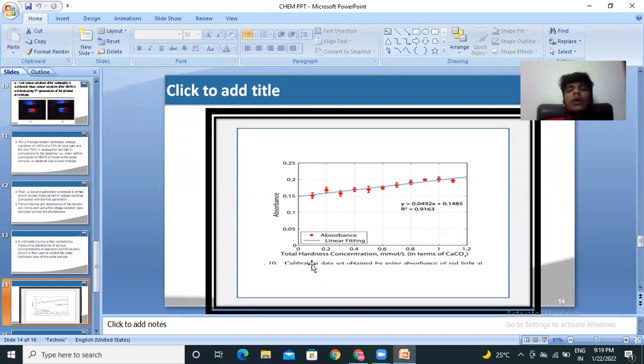This is the total hardness concentration in moles per liter, in terms of CaCO3 solution. Here you can see a linear fitting. The red color one is the absorbance. It is at 0.15 and goes on increasing to 0.2 also. This is known as the calibration curve in terms of CaCO3 solution.